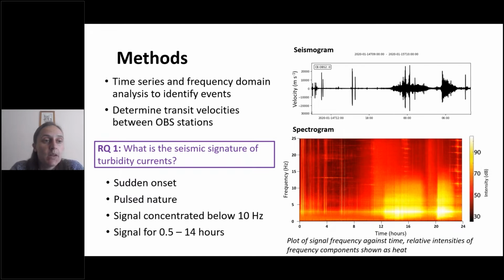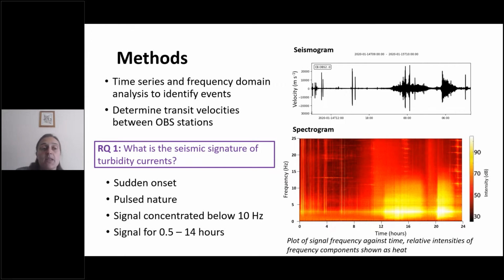So to look at the turbidity currents recorded by the OBSs, we looked at the data in both the time series and the frequency domain, and that's shown in these 2 figures on the right. On the top right, we have a seismogram, which shows a time series of ground motion recorded by the OBS and generated by the turbidity currents. Below that, we have a spectrogram, and this is a plot of the signal frequency against time with the relative intensities of the frequency components shown as heat. So high intensity is the yellows and the whites.